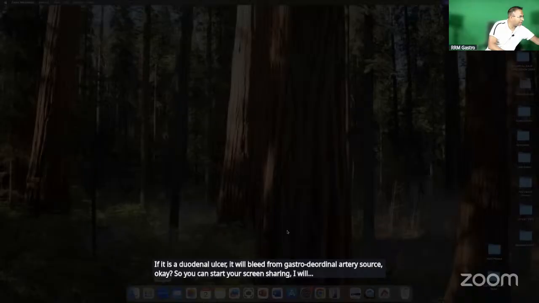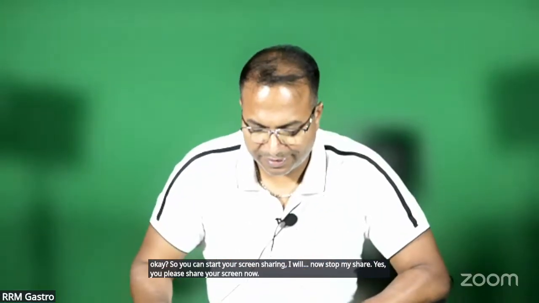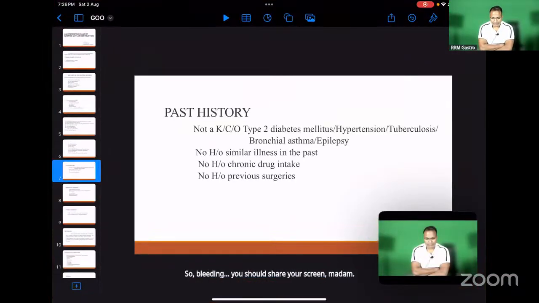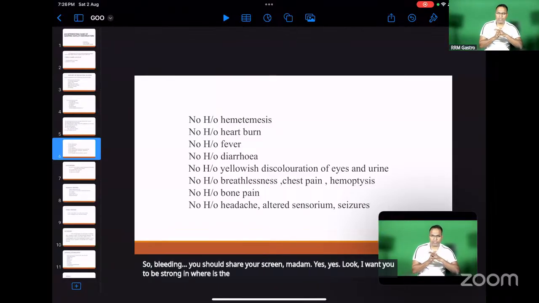Okay, so you can start your screen sharing. I will now stop my share. Yes, please share your screen now. Share your screen, Madan. Yes, sir. You continue, because I want you to be strong in where the bleeding source is. Bleeding source in duodenal ulcer, bleeding source in gastric ulcer, no confusion.